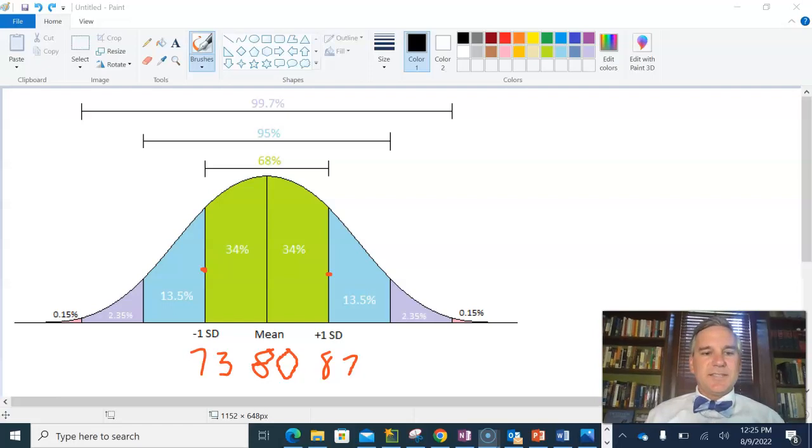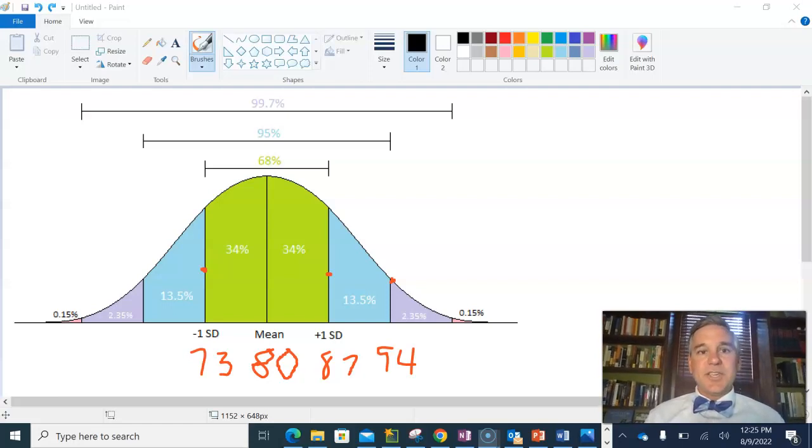So now if we look at this, 68% of the population in your class scored between a 73% and an 87%. Now we can go further than one standard deviation. We can go 2 standard deviations. So let's say your third friend said, I scored 2 standard deviations above the mean. So they're at this line up here. So again, that's 87 plus 7. That means you would know that they got a score of 94.